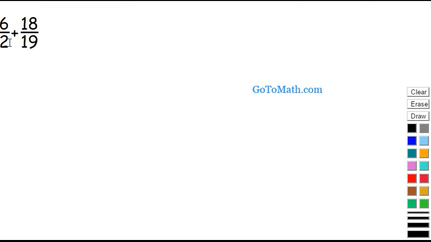Now, we notice in this sum of these two fractions that the denominators are not equal like in the previous problem, so we got to do a little something extra. Anyway, let's take a look at this. Any preferable color? Gold? I don't really like gold. Green, blue. Let's just do blue. So we have 6 over 2 plus 18 over 19.